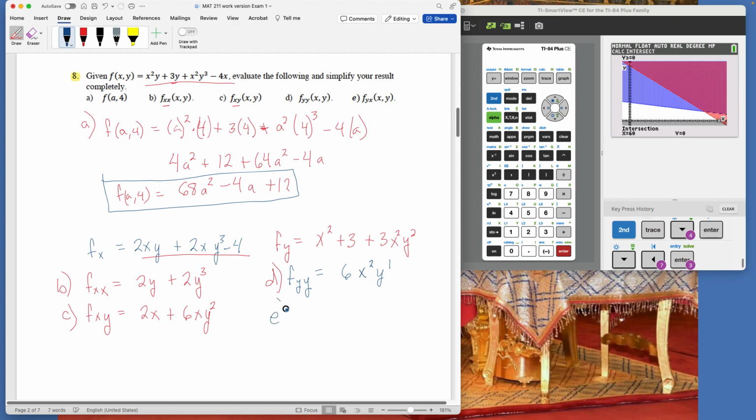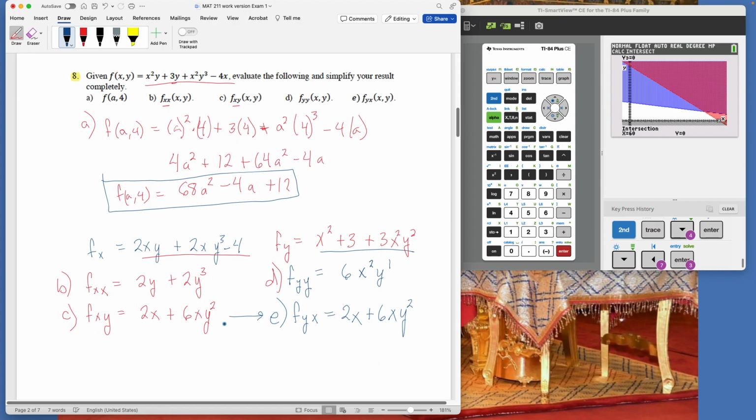And then finally E, we're going to take the first derivative with respect to y, and then we're going to take it with respect to x. So we come back up here, and now we're taking the derivative of x. So x squared is going to become 2x. Derivative of 3 is 0 because that's a constant. And then I have this last part. I'm going to take the derivative with respect to x of x squared. The 2 comes down, so that gives me a 6. 2 minus 1 is x to the first power, and then the y squared is a constant, so it just tags along for the ride.